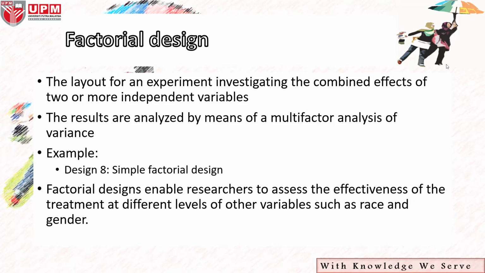Okay, for example, we have simple factorial design. Factorial design enables researchers to assess the effectiveness of the treatment at different levels of other variables such as race and gender. Kita ada the first grouping. Then we make the interaction between race and gender. Adakah bangsa dengan jantina ni mempengaruhi pencapaian pelajar? Kita tengok interaksi kedua-dua ni, then we see the effect of the interaction towards the DV.